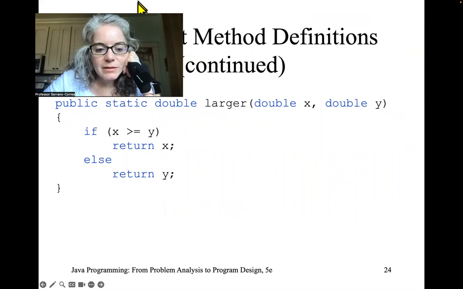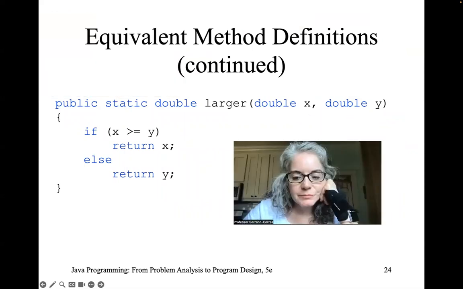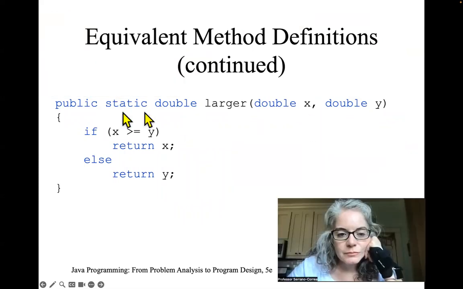Again, this is our method definition. Public static return type, name of method, two parameters. These are two doubles. It checks to see if x is greater than or equal to y. If it is, it returns x. If y is greater than x, then it returns y. So it's returning the larger of the two numbers.